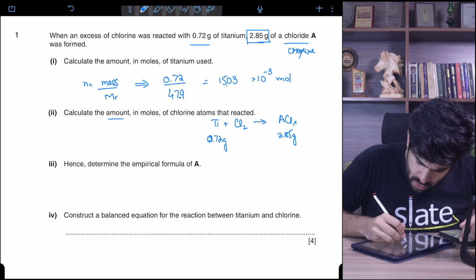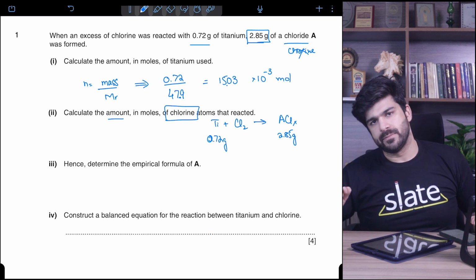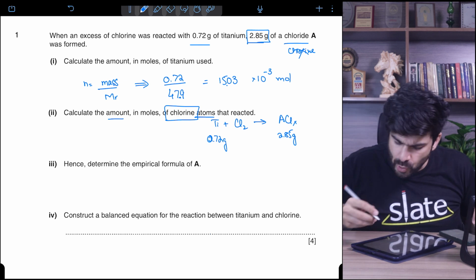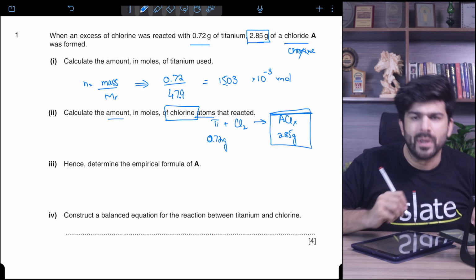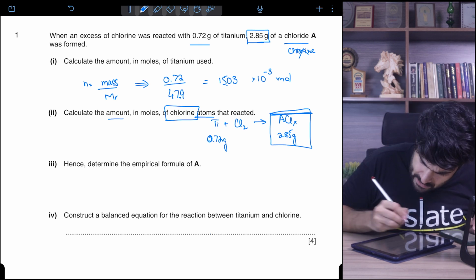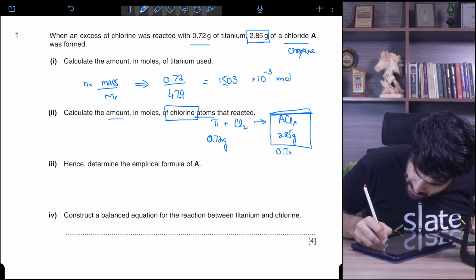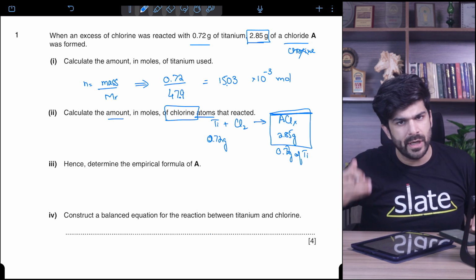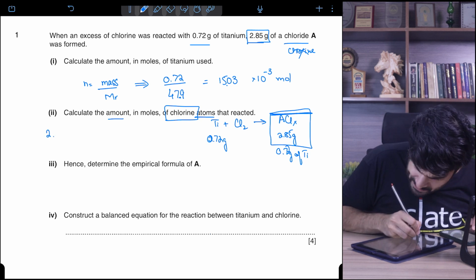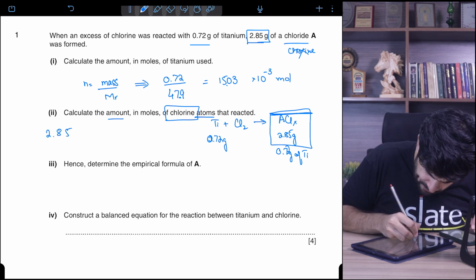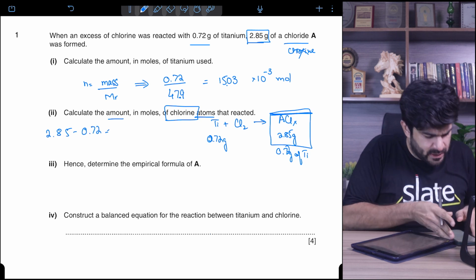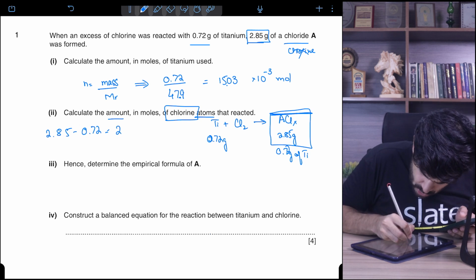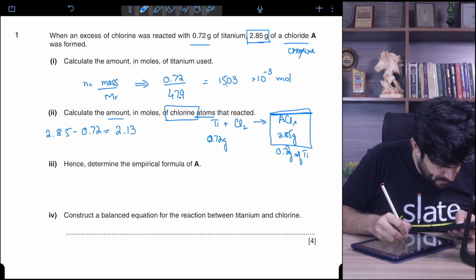So we can easily know about chlorine atoms. They're asking about chlorine atoms. Normally chlorine is a molecule. So in this whole compound, we know one thing, that we have 0.72 grams of titanium and the rest is chlorine. So we would just subtract, basic subtraction, 2.85 minus 0.72. It's a simple calculation. 2.13 gram.